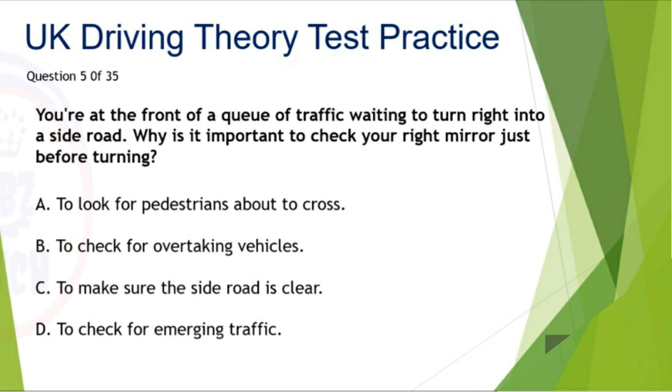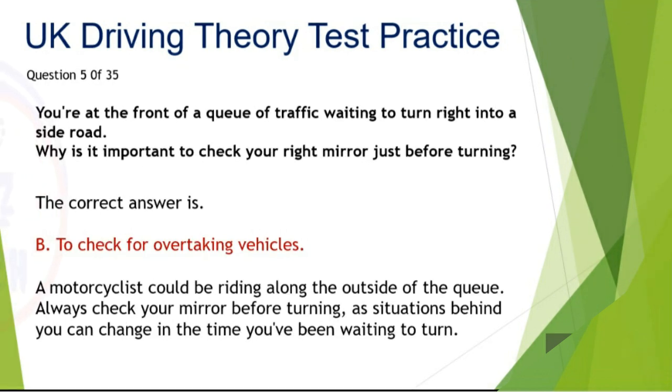You're at the front of a queue of traffic waiting to turn right into a side road. Why is it important to check your right mirror just before turning? A. To look for pedestrians about to cross. B. To check for overtaking vehicles. C. To make sure the side road is clear. D. To check for emerging traffic. The correct answer is B.